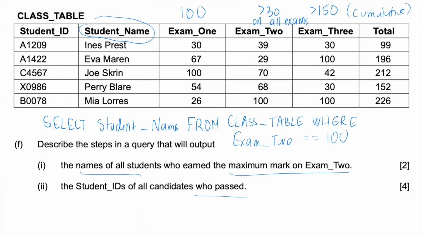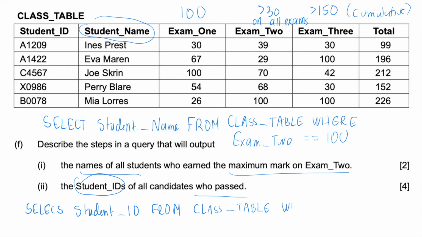Now next, the student ID of all candidates who passed. So remember, all candidates who passed would have received greater than 30 on all exams and greater than 150 cumulatively. So we're going to have a slightly longer query. And also this time we're printing out student IDs, not student names. So I'm going to write this smaller. We're going to say SELECT student ID WHERE.